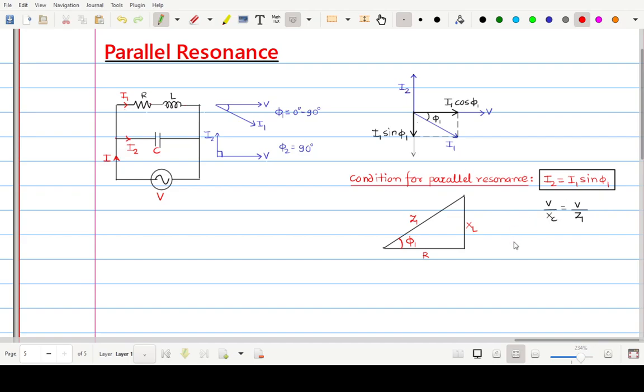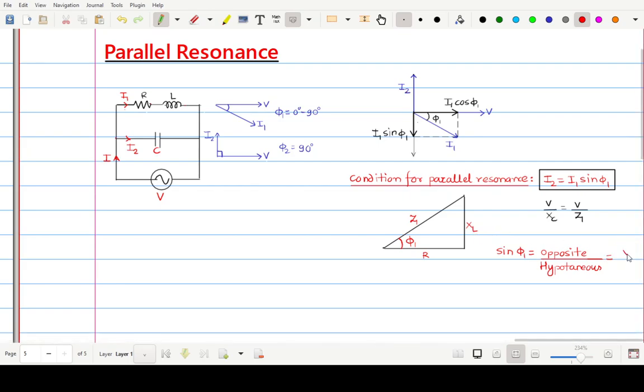Now what is sin phi 1? As per trigonometry, what is the sine of any angle? It is the opposite side upon the hypotenuse. So what is the opposite of phi 1? XL. And what is the hypotenuse? Z1. So we put this over here, and sin phi 1 is nothing but XL upon Z1.